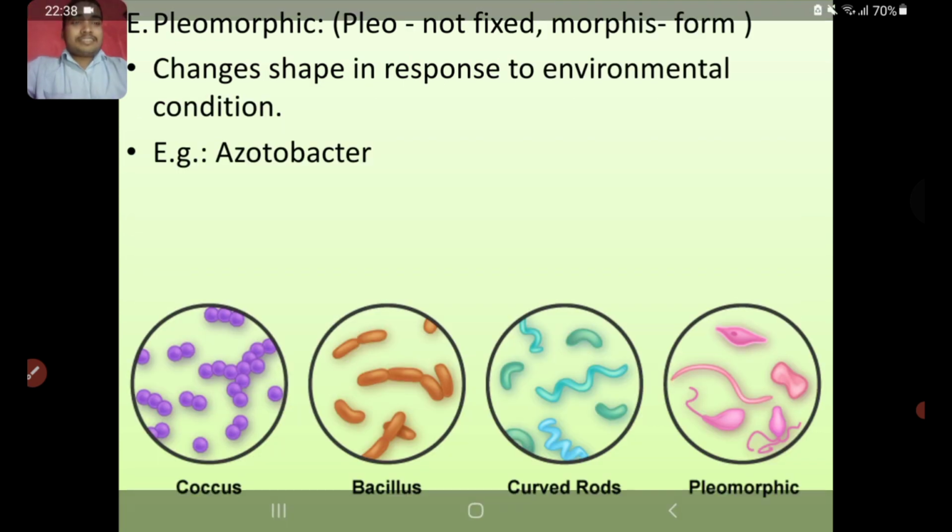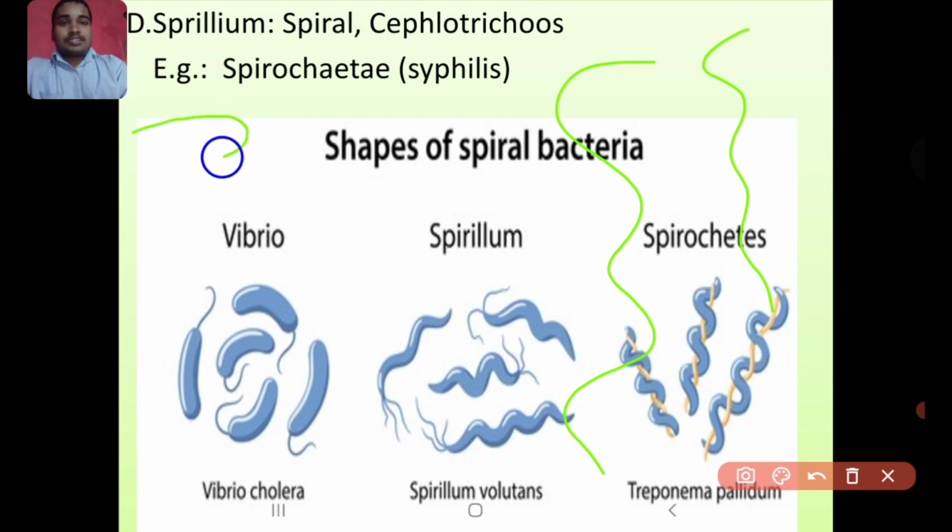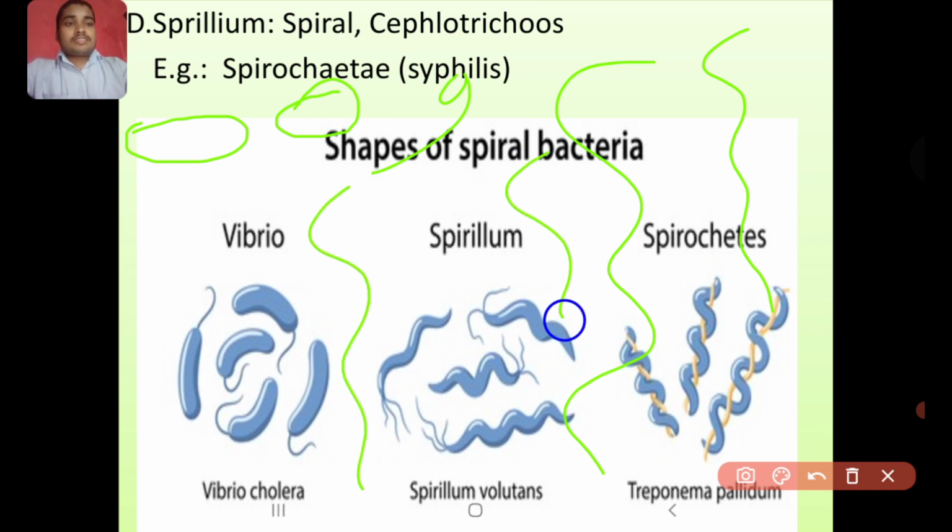Spirillum means spiral-like, spiral. Once more: rod shaped is bacillus, spherical is coccus, comma shaped is vibrio, and finally there is spiral. Not spherical, mind it, it is spiral, thread-like, and thus it is spirillum.